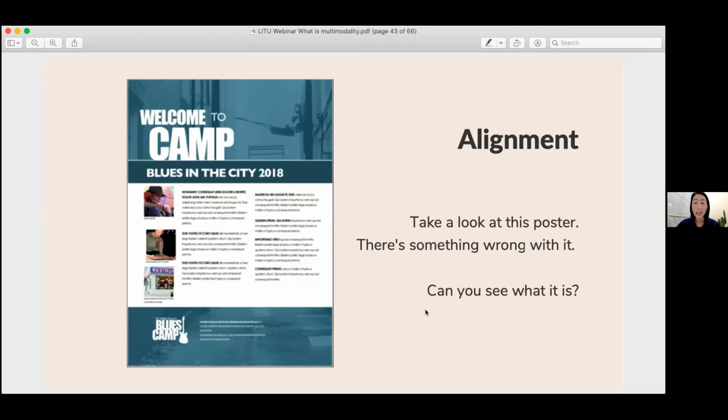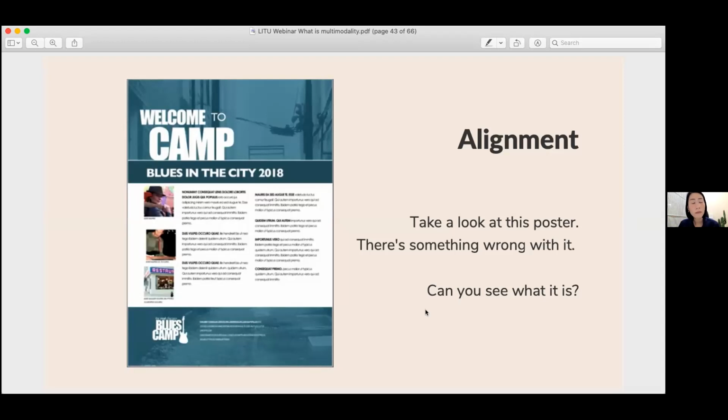I think in this poster advertising the camp about Blues in the City, we can see here that the word camp is the biggest word in the poster. And I think it's not that really important. I think what we should focus on here is Blues in the City, which is the camp, right?